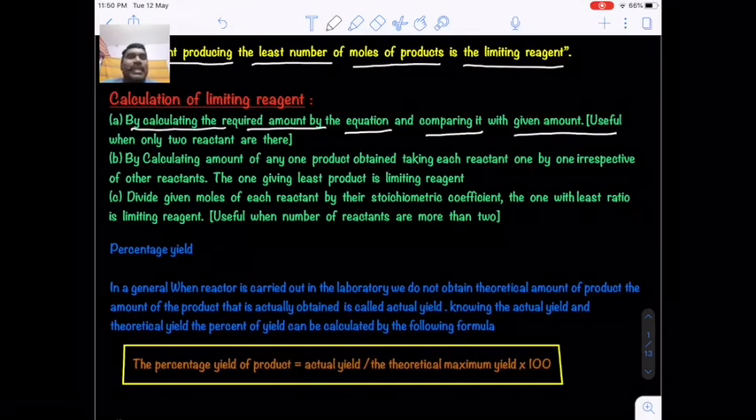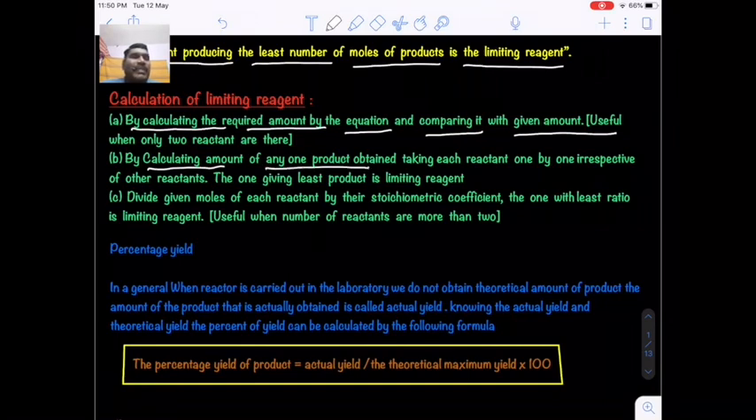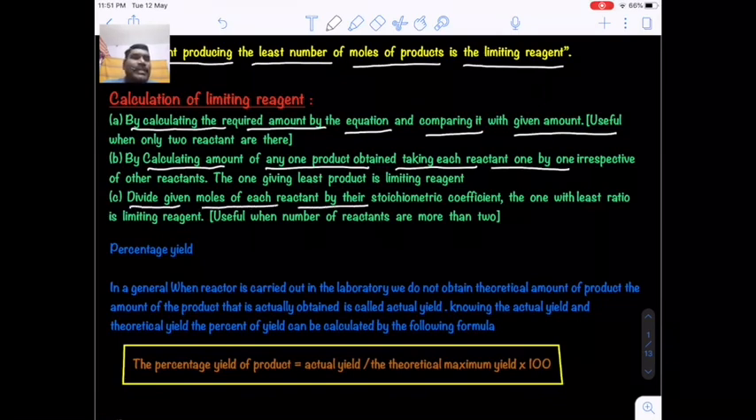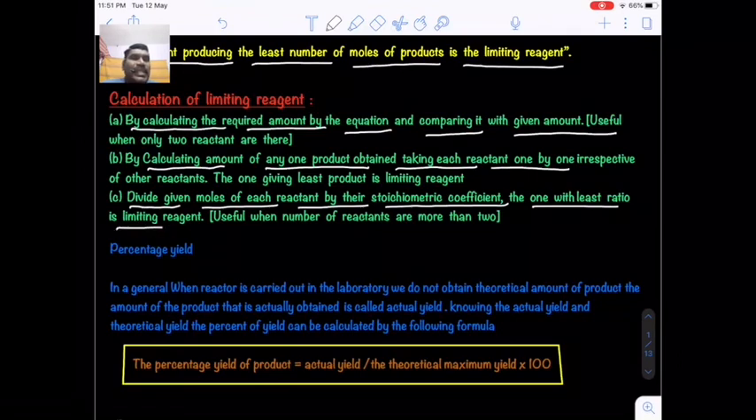Number two, by calculating the amount of any one of the products, taking each reactant one by one, we have to calculate the number of moles of the product. Out of all these products, the case in which a lesser number of moles of product is formed, the corresponding reagent is known as the limiting reagent. Number three, divide the number of moles of each reactant by its stoichiometric coefficient. The one which has the least ratio is the limiting reagent.